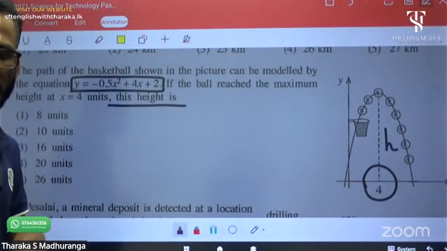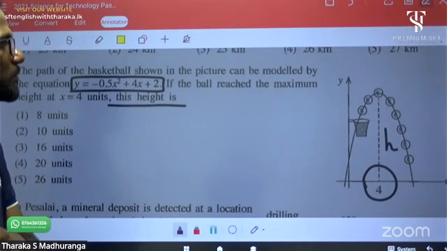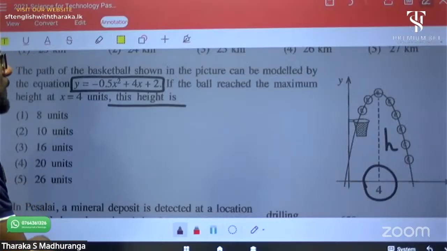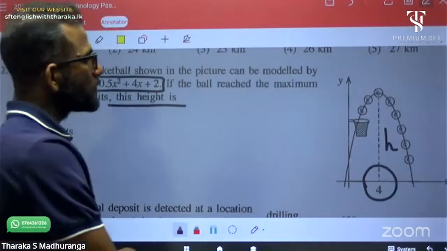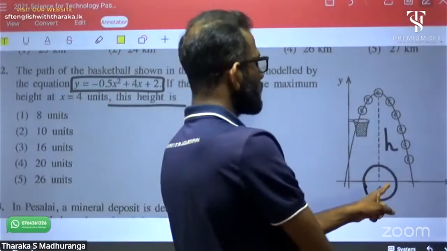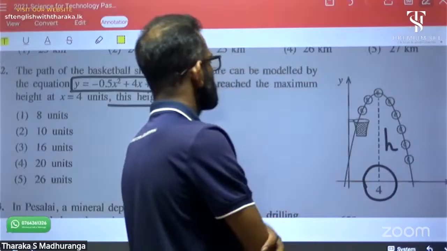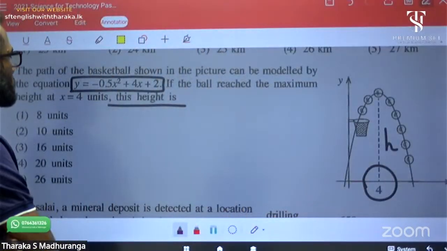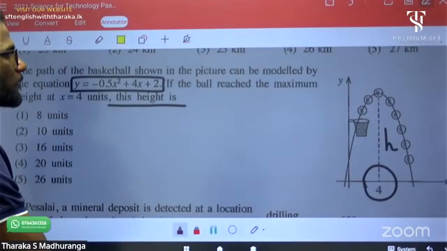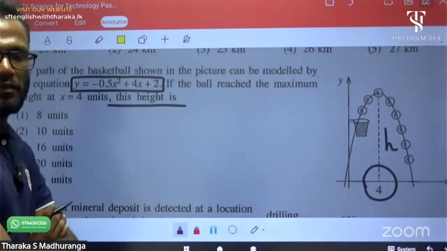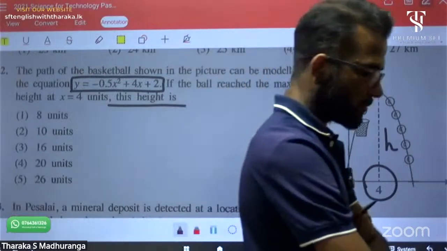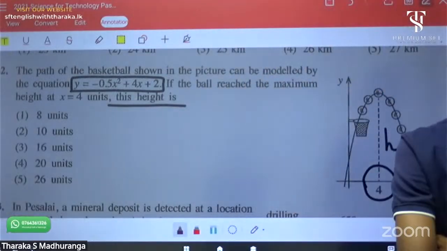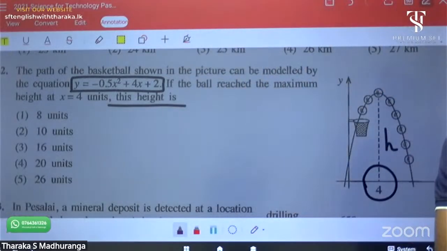Take only 1 minute. Quickly calculate. The ball reached the maximum height when the x value equals 4. The question asks for this maximum height. Very simple, this one.